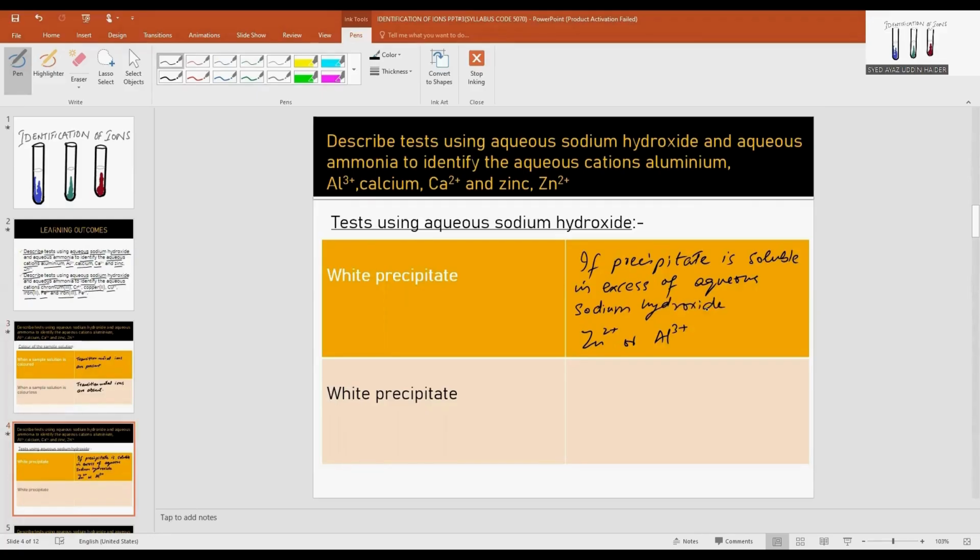If the precipitate is insoluble in excess, or you can say it does not dissolve, then it must contain Ca2+. If the precipitate does not dissolve in excess of aqueous sodium hydroxide.